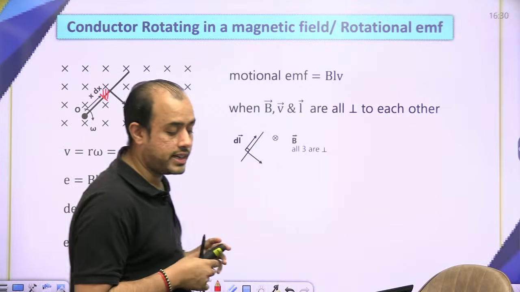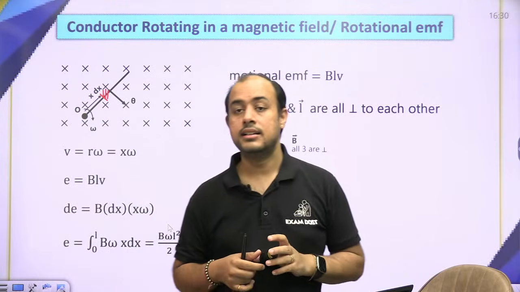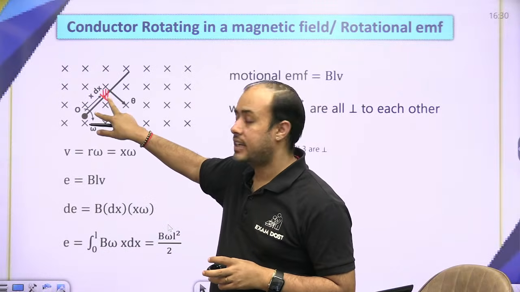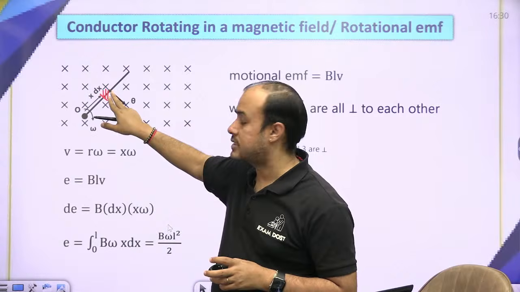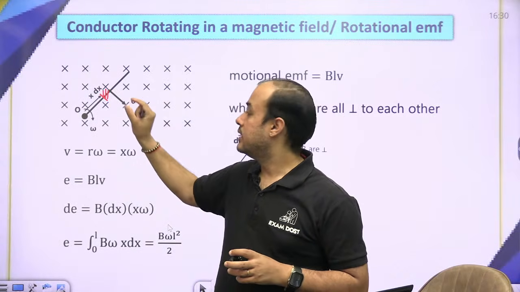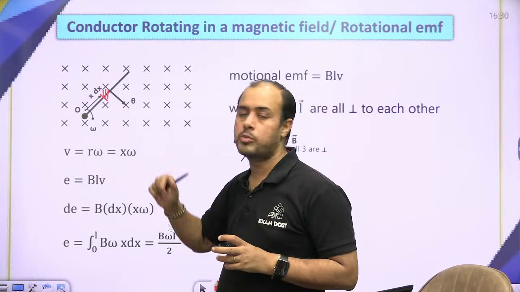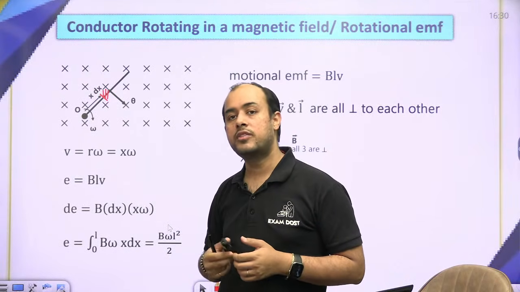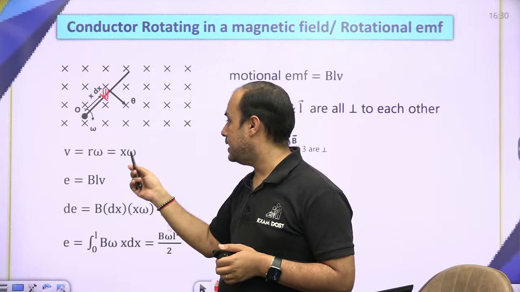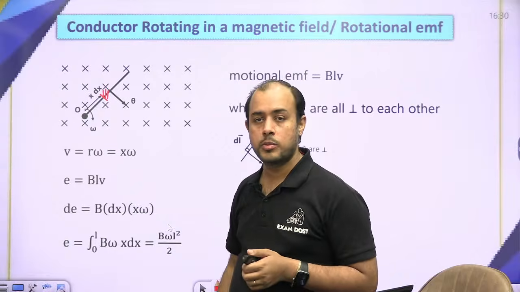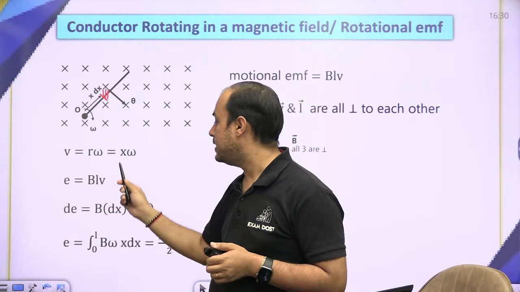So if it is rotating with a velocity omega, the linear velocity will be radius into omega. The radius of the path of this dx length is x. ये जो dx का छोटा सा हिस्सा, इसका radius x है, तो x omega हो गया. Now what will be the EMF? B x omega into dx. B x omega यानी कि B into velocity into dx.